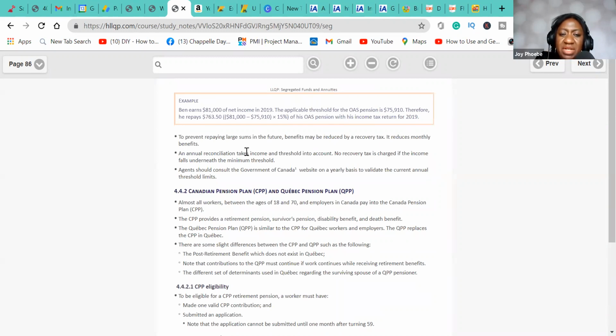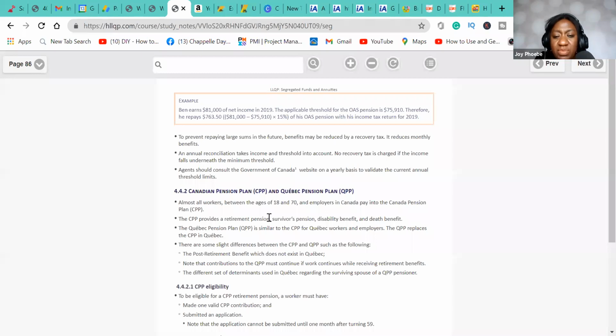To prevent paying large sums in the future, benefits may be reduced by a recovery tax. It reduces the monthly benefit. So if you are paid more than what you're supposed to be paid, then the subsequent benefit will be reduced.